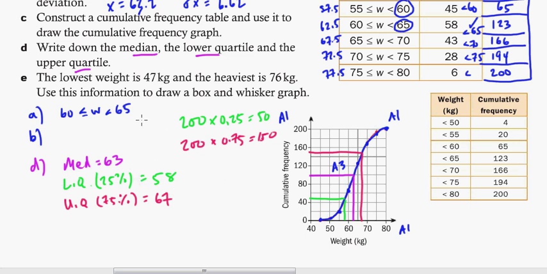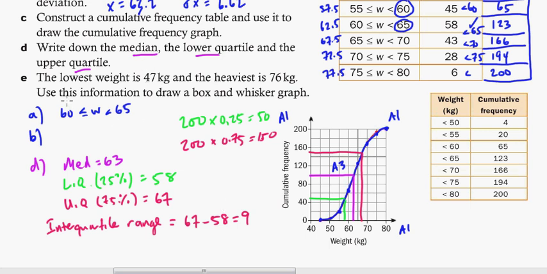So they don't ask it on this problem, but it's a very common problem, they'll say, okay, what's the interquartile range? Well, the interquartile range is just the upper quartile minus the lower quartile. So it would be 67 minus 58, which would be 9. Okay, so you never know, you might get asked that question. So it's good to know.